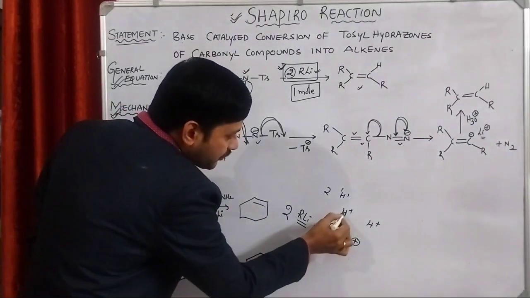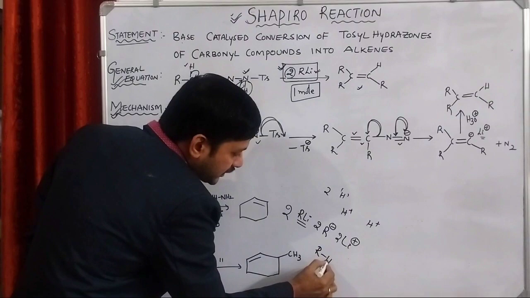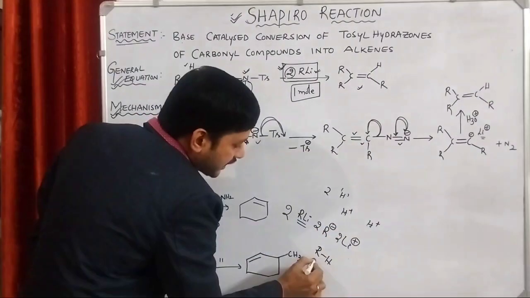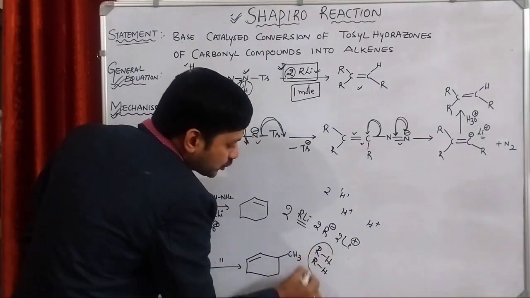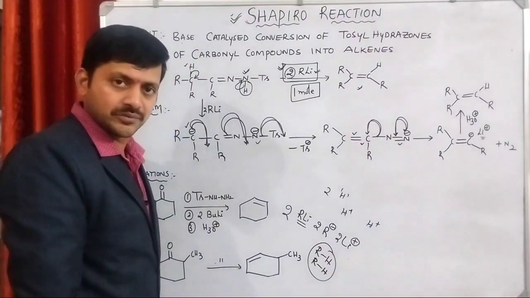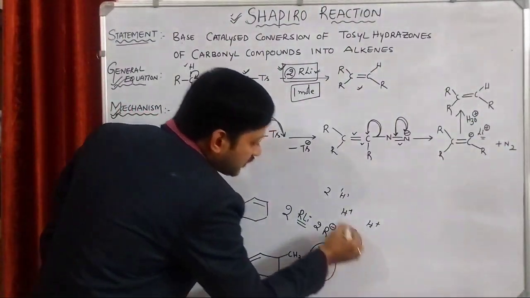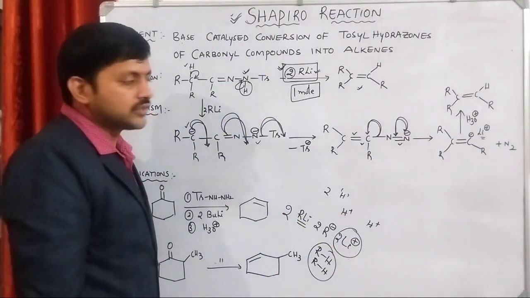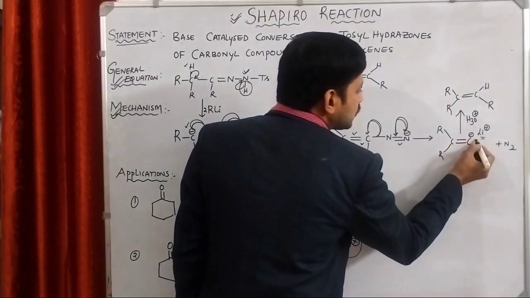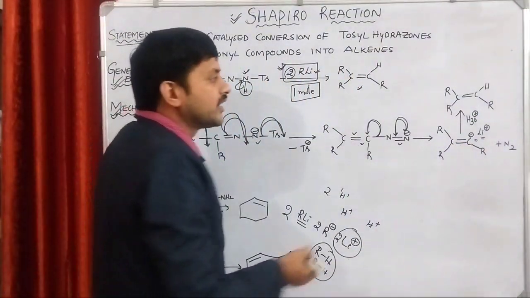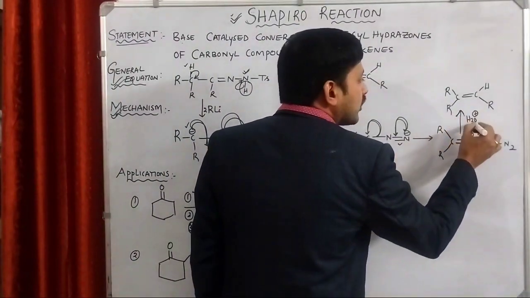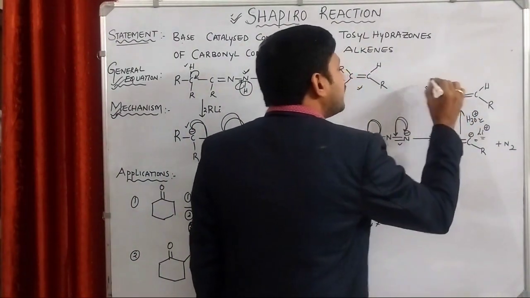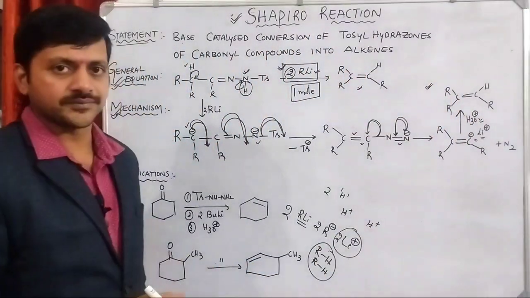1 R minus approaches H plus to form RH. The second R minus and the second H plus form RH. So 2 moles of hydrocarbon will be removed and we have Li plus ions in the solution. So one of the Li plus ions reaches what? This carbanion. If this product is subjected to hydrolysis, what will happen? We will come up with alkenes.